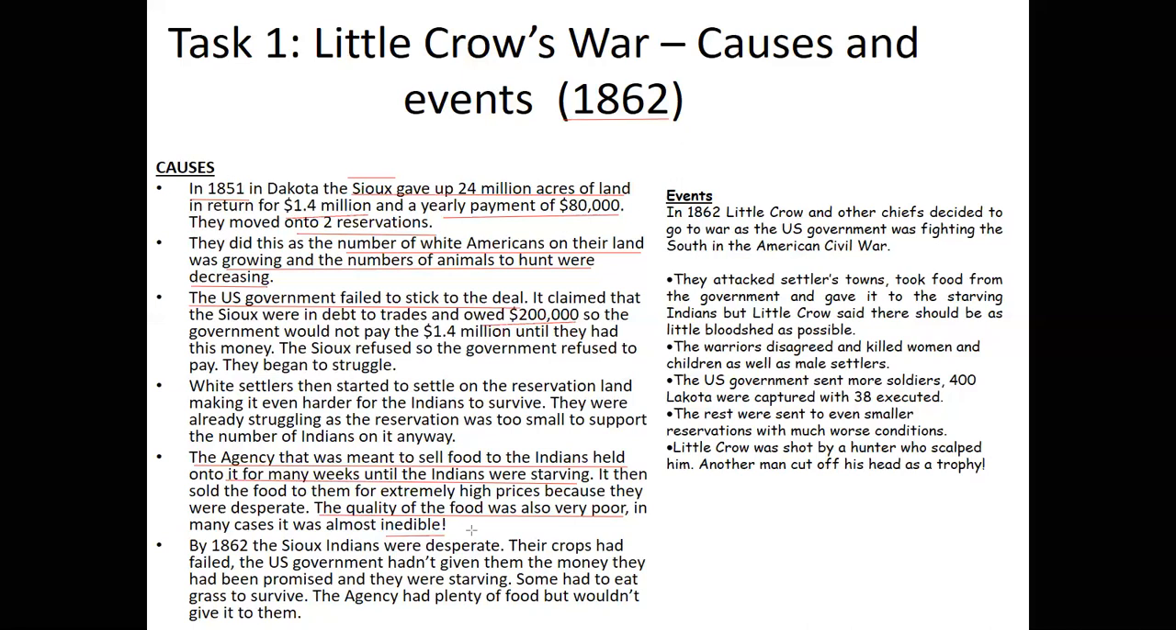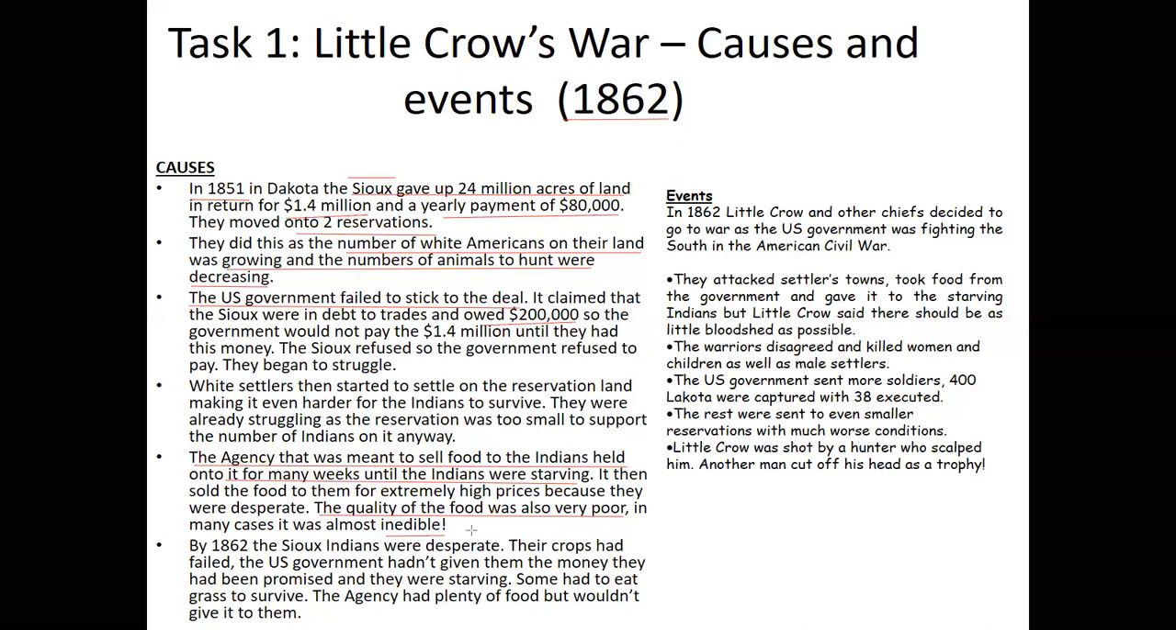They sent more soldiers. And it led to 400 of the Lakota Sioux being captured, with 38 of them being executed. They're the events. Now the consequences. Because of this, the Lakota Sioux were sent to even smaller reservations with much worse conditions. So because of this event, if anything, the living conditions for the Sioux became a lot worse. Because they attacked, because the US government had to send more soldiers in, they were treated in a negative manner.